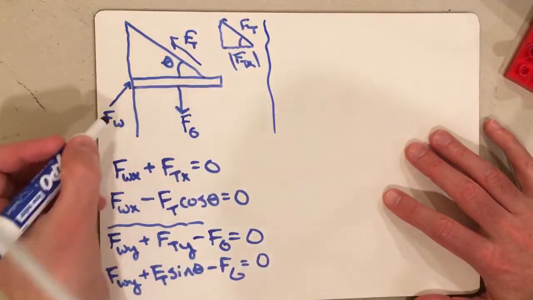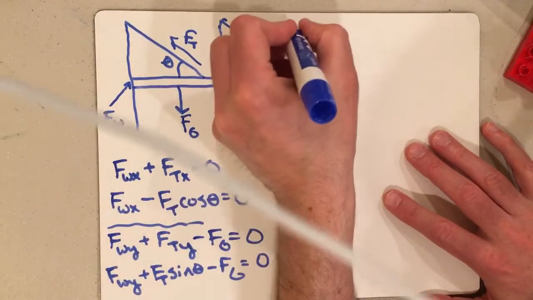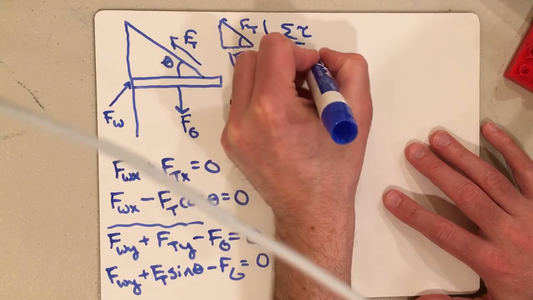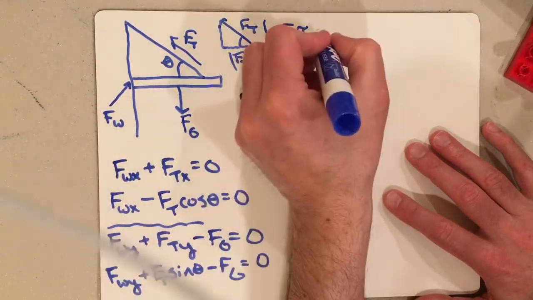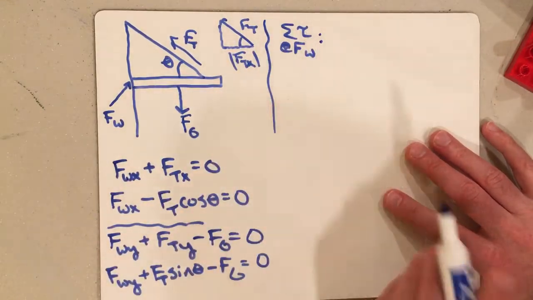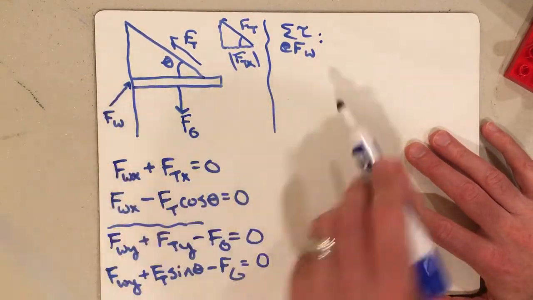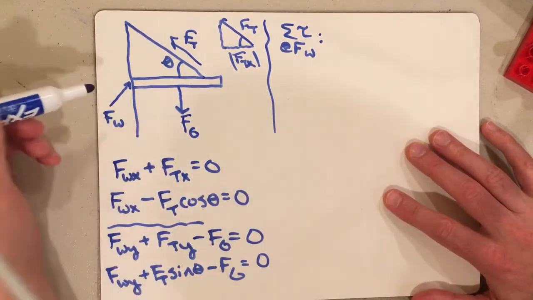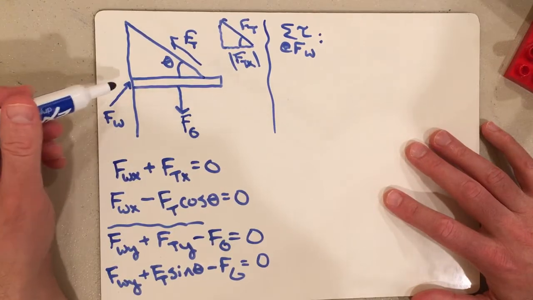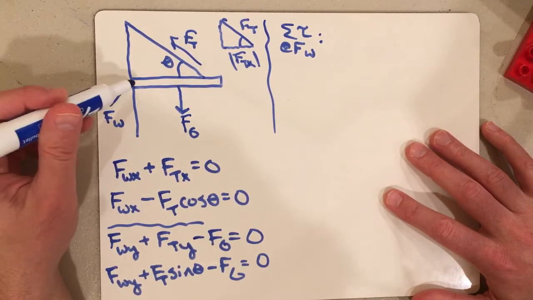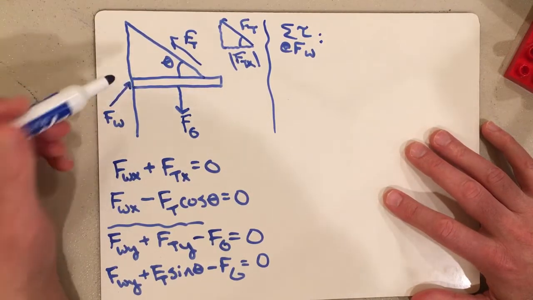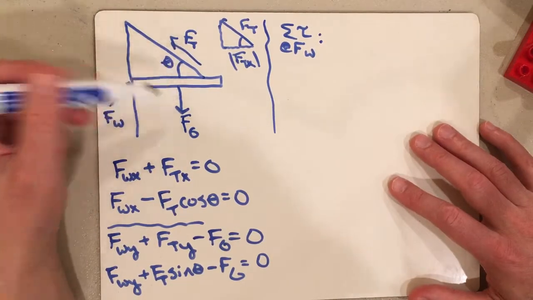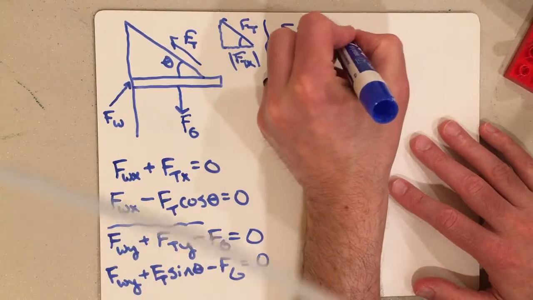So I've got to set the sum of the torques. I'm going to start with the sum of the torques at Fw. This is my own personal notation, just lets me know I'm doing torques now, and my rotational axis is right here at Fw. So Fw is not going to create a torque because it is being applied right at my rotational axis. So its lever arm is 0. That means it doesn't create a torque. So these are the only two forces creating a torque. So I'm going to have the torque due to tension.